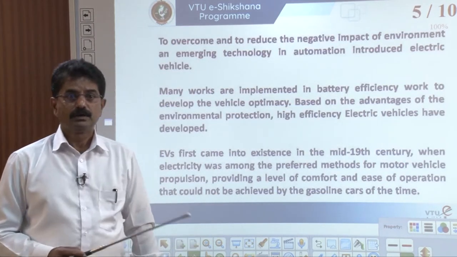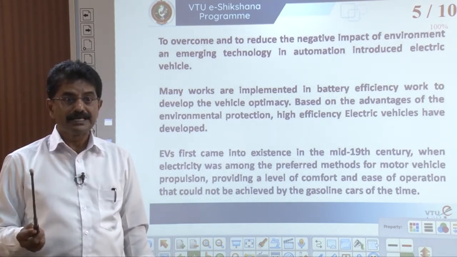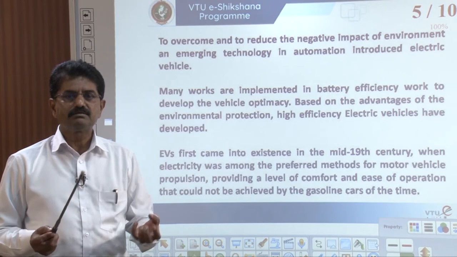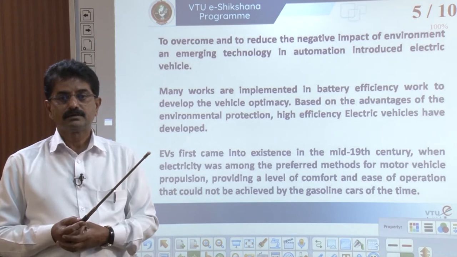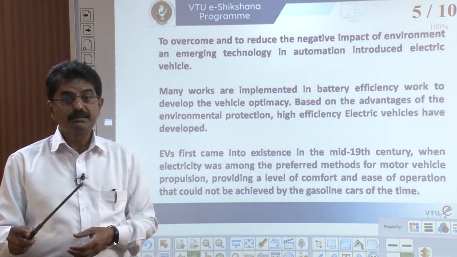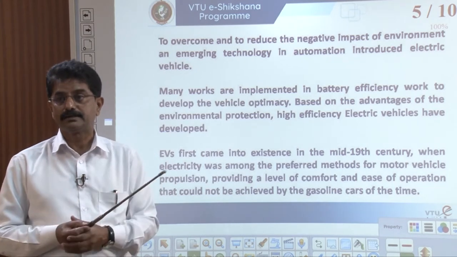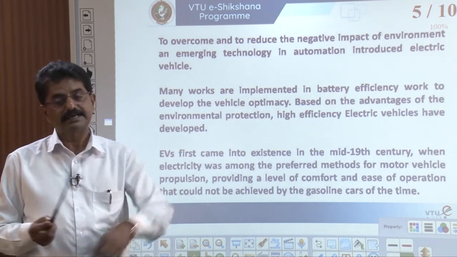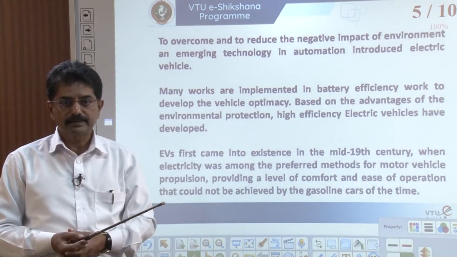To overcome and to reduce the negative impact on the environment, an emerging technology and automation introduced the electric vehicle. There is a lot of carbon emitted by vehicles, as I told you before. It is very difficult to get pure air. Therefore, we need to switch over to electric vehicles. Many works are implemented in battery efficiency. But the problem is, we need to concentrate on the battery. In case the battery is not able to supply the electric energy to the motor, the electric vehicle may stop at any stage. So therefore, we need to think over how to select a battery, how to improve the performance of the battery.